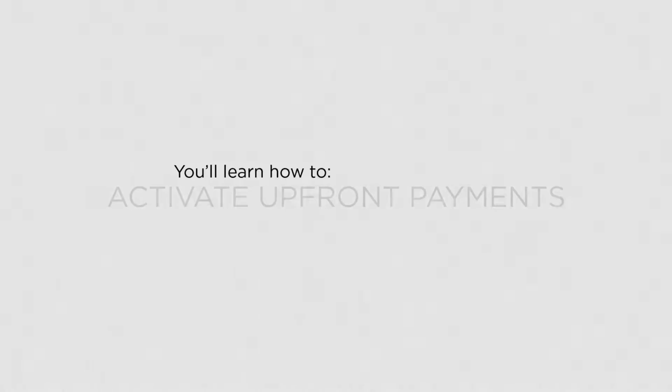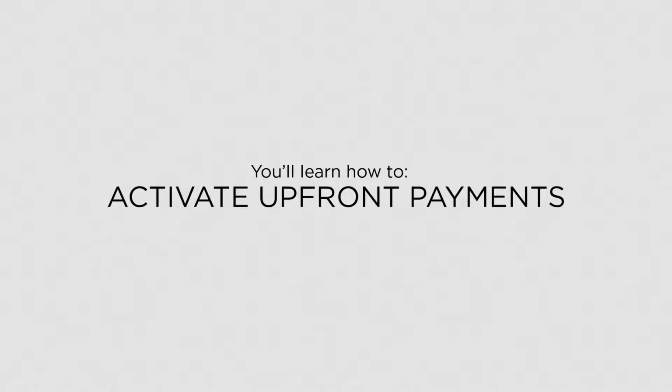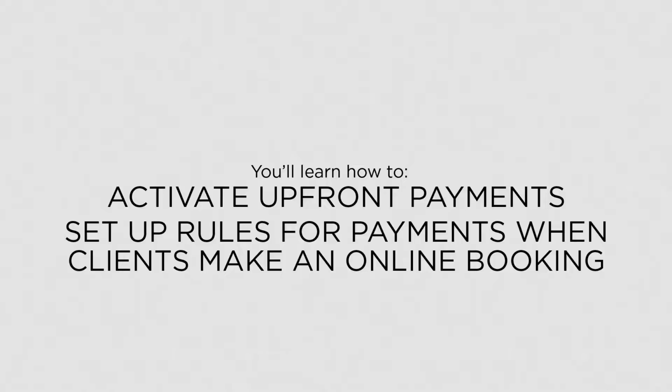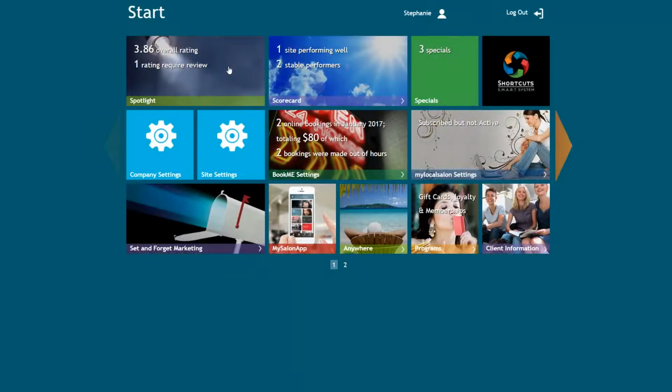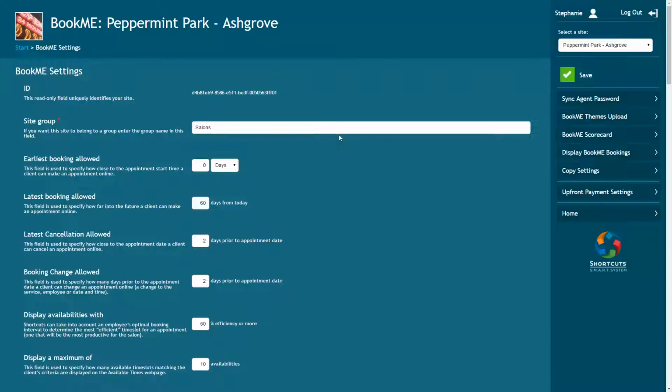In this lesson, you'll learn how to activate upfront payments and set up rules for payments when clients make an online booking. First, log into your Smart System console and click on the Book Me Settings tile. If you have multiple sites, select a site. Then select Upfront Payment Settings.